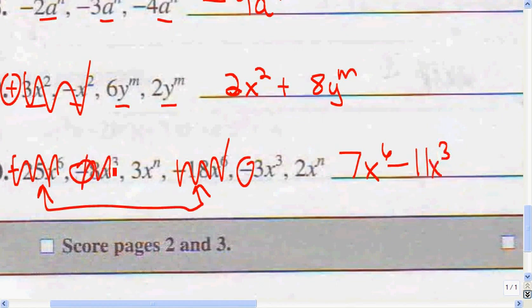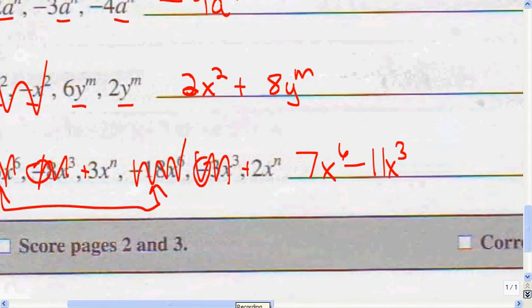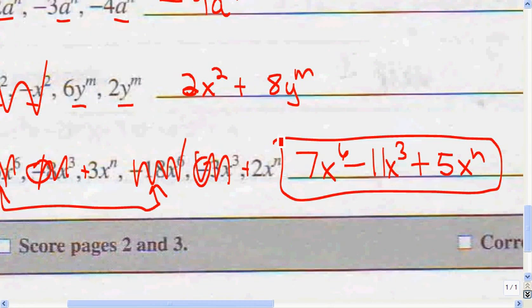And then finally, we're going to do 3xn plus 2xn. Since there's no sign, we know they're both positive, so that means the signs are the same. And we're going to add. When the signs are the same, we add. So 3 plus 2 is 5. Our answer is positive. So 5xn. And that's all we have to do. Very easy. Just simple adding and subtracting.